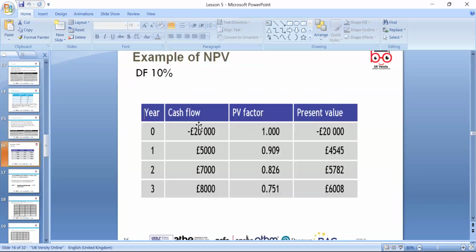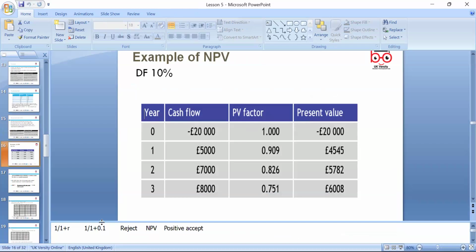In investment appraisal, let's say you're investing 20,000 and you're getting 5,000, 7,000, and 8,000. So we have to look at the discount factor. In this example, the discount factor is 10%. If we calculate, it's called PV. PV is the present value of the future cash flow, the money we will get in future.